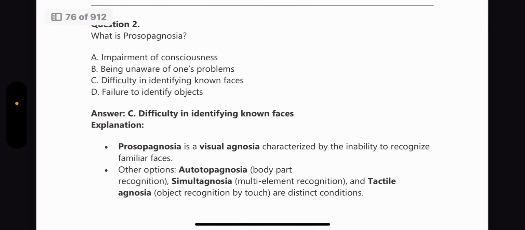Next, what is prosopagnosia? That is difficulty in identifying known faces. It is a visual agnosia characterized by inability to recognize familiar faces. Other options also: symptopagnosia, that is body part recognition; simultagnosia, that is multi-element recognition; and tactile agnosia, object recognition by touch. There are other conditions. Here prosopagnosia is difficulty in identifying known faces.